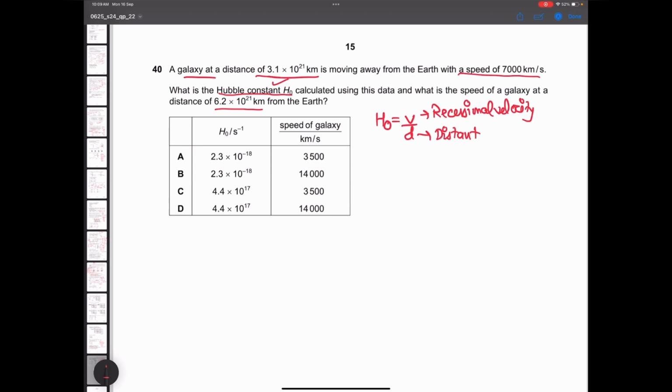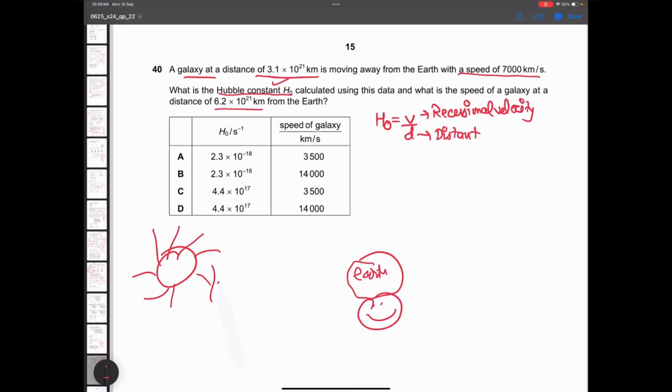So it's simply like this, that there is a galaxy which is away from the Earth. This is your Earth, happy Earth. The distance currently is 3.1 into 10 to the power 21 kilometers. And the speed with which it is moving is 7,000. But after some time, it goes a distance away of 6.2 into 10 to the power 21. You have to figure out the speed. This is what they are asking.